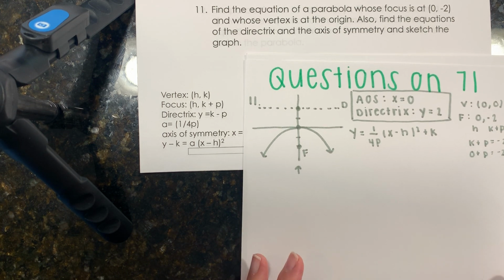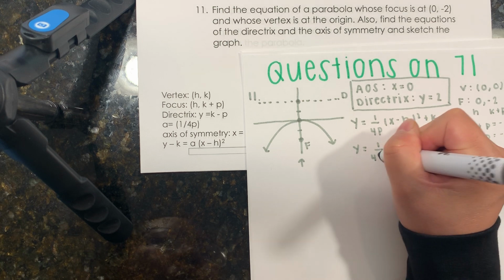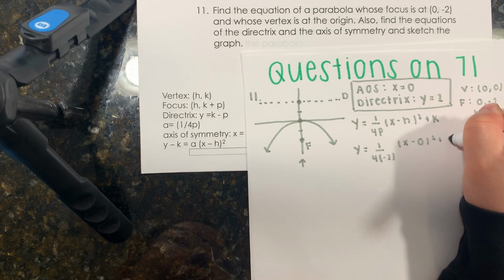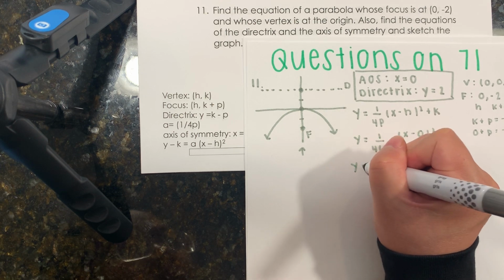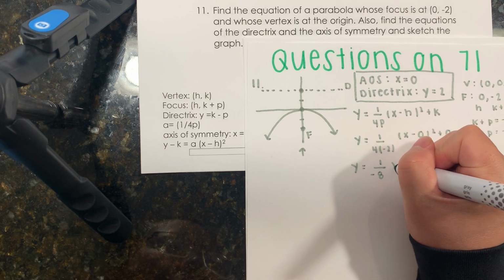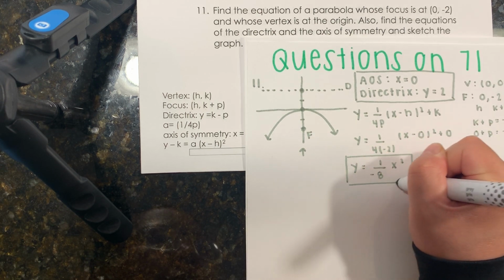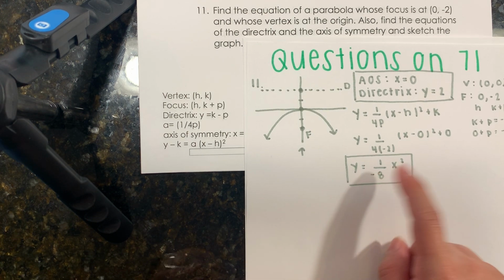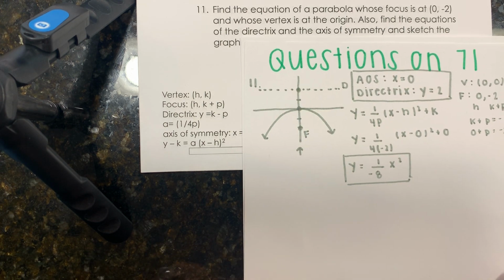So when I plug all that information into this equation, I get y is equal to 1/4 times -2 times x minus 0 squared plus 0. And 4 times -2 would be -8, so I'd have 1/-8, or -1/8 x squared, and that would be my answer because I don't have a k and I don't have an h. And that is your result. So we have 4 results actually: your equation of your parabola, your directrix, your axis of symmetry, and then your diagram.